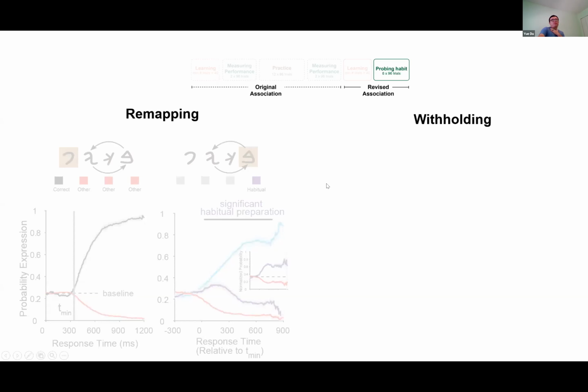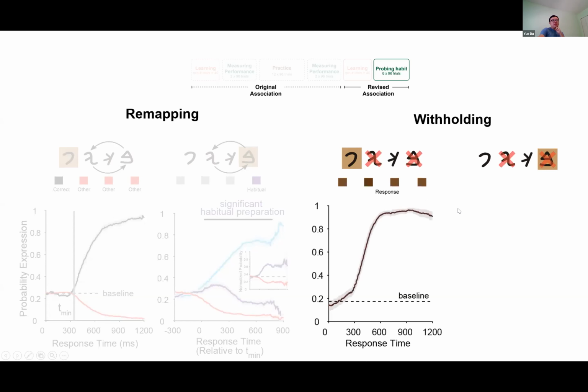So what about the withholding group? Right. There are also two types of stimuli, one unchanged, the other one revised. And to both of these stimuli, there are two types of response. One is the initiated response. The other one is that they do not initiate a response at all. So the summation of these two curves should be equal to 1. Okay, and we use this probability curve to establish a baseline where people randomly guess whether they should initiate a response. And we're going to use this baseline to infer habitual initiation.